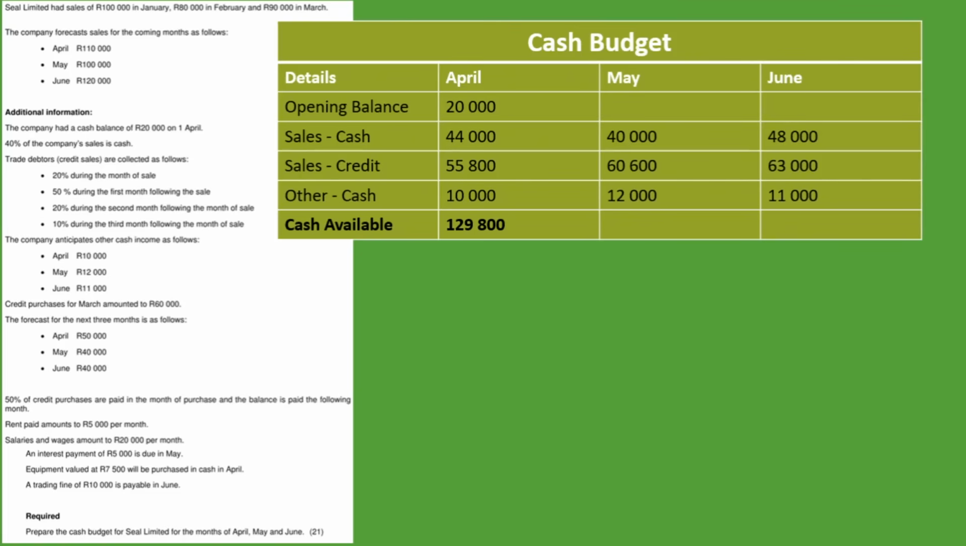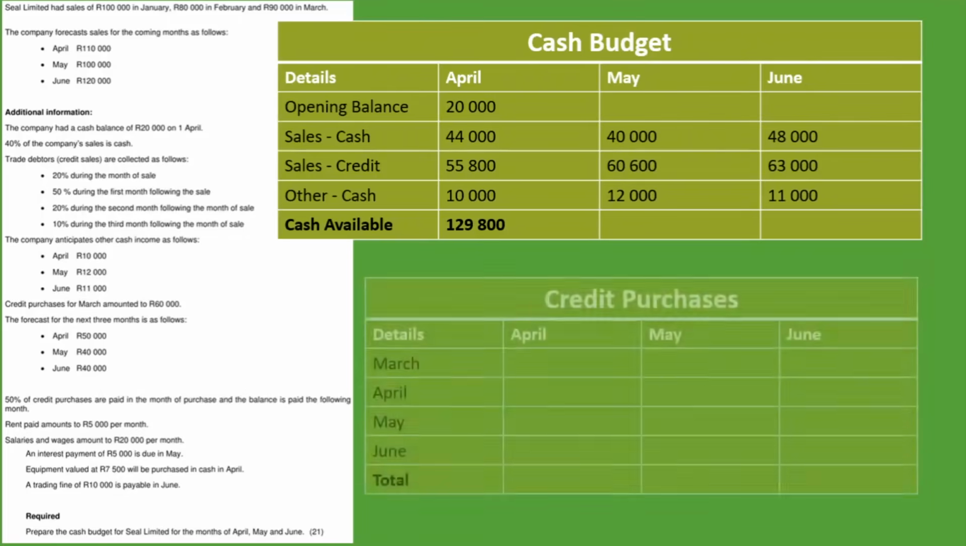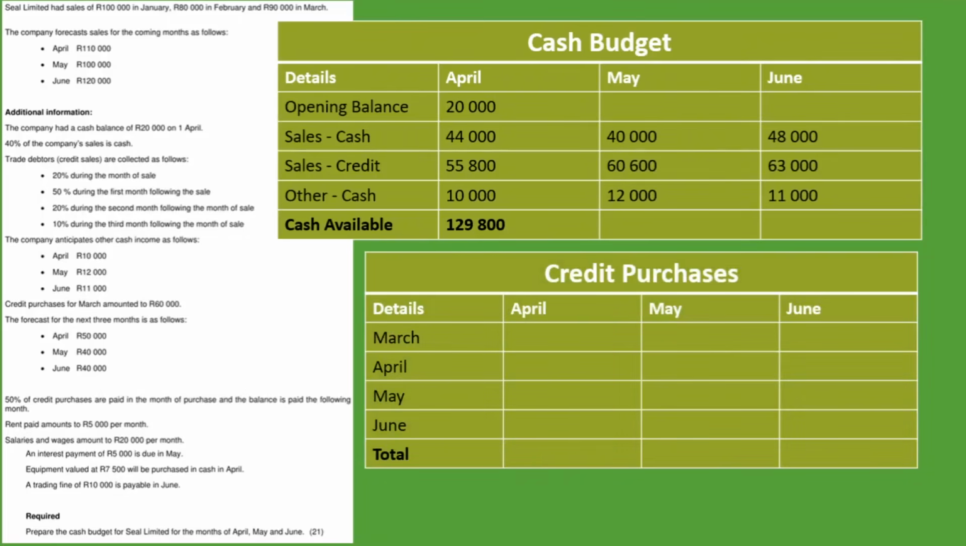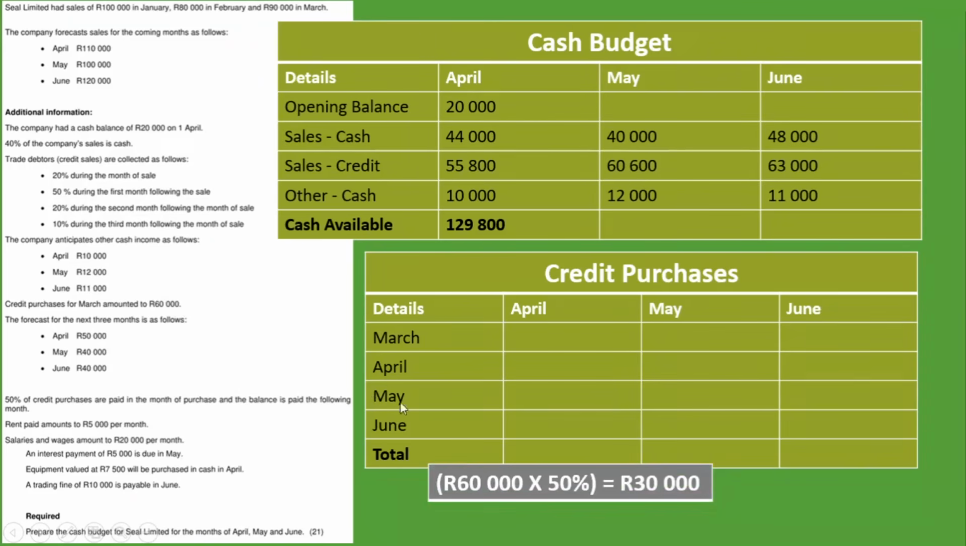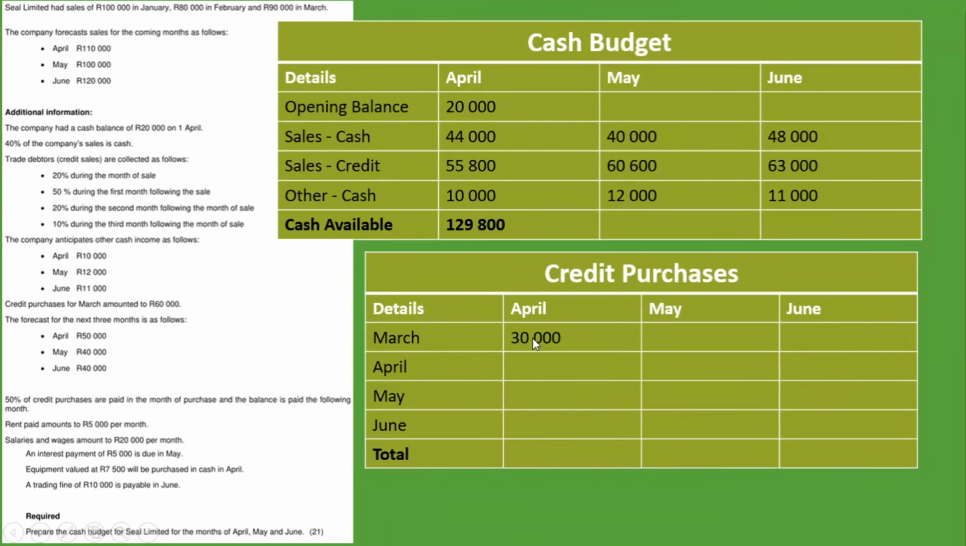So let's draw a table similar to the debtors collection schedule called the credit purchases, which will make it very simple. So we'll just run through it quickly. Now, how much of March's credit purchase will be paid in April? Well, we know that in March 50% of credit purchases was paid, and then in April 50% will be paid. So we take the credit purchase for March, which is 60,000 Rand, we multiply that by 50%, and we get 30,000 Rand. So that is how much will be paid in April for March.